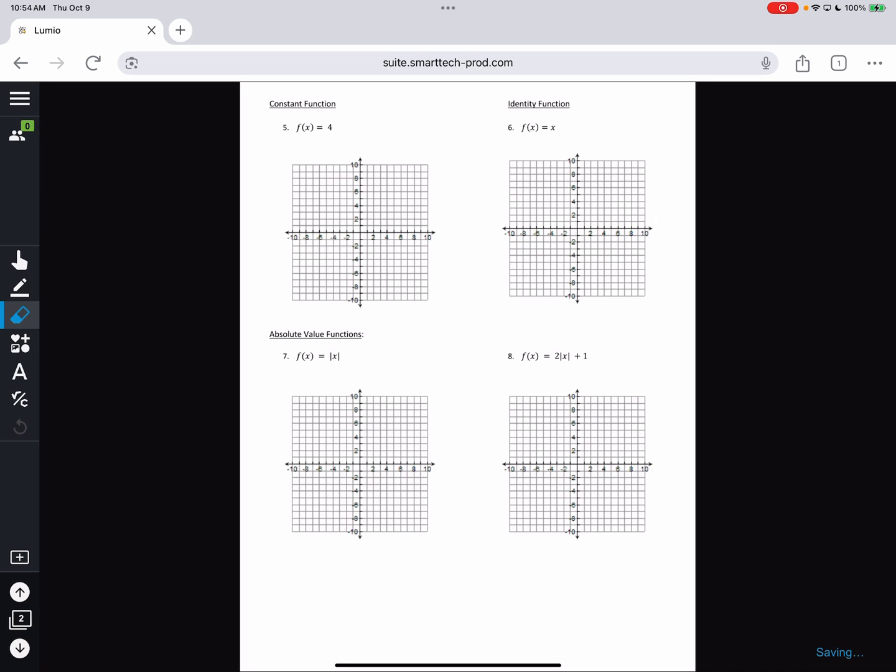We've done the back. I'm not going to graph these. I mean, absolute value, a constant is going to be your horizontal. Number 6 is just your line going through 0, 0. Because I want to get to this page.